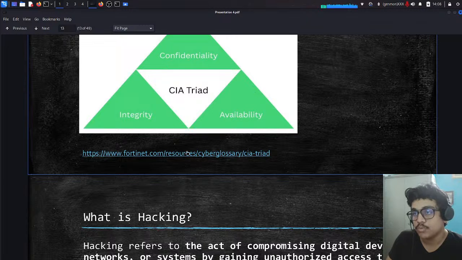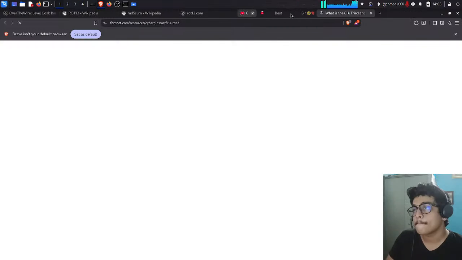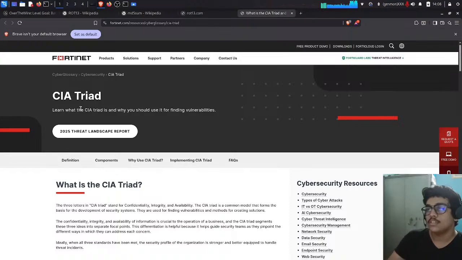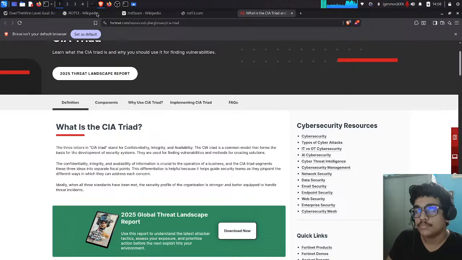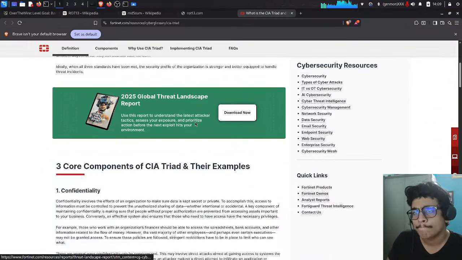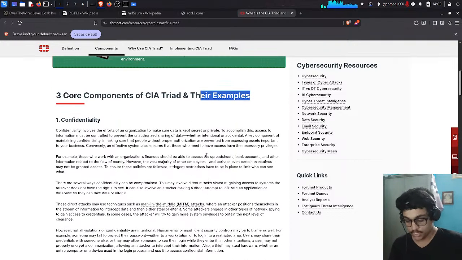So let's move to this article of Fortinet in order to see what the CIA triad is. You can bookmark this website. This is a very good website to read articles related to cybersecurity and also artificial intelligence. So let's move to the three core components of the CIA triad and their examples. Let me quickly see the charts if there are any.